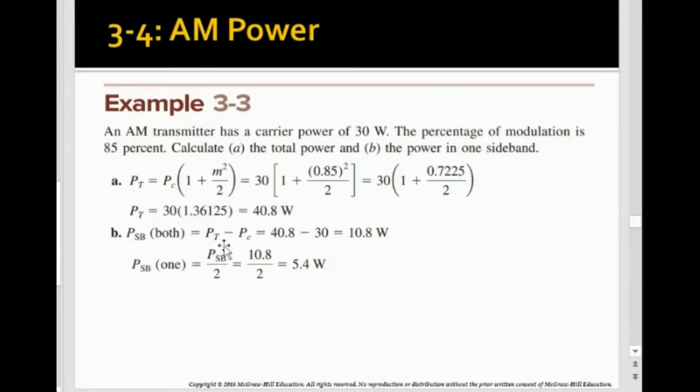So then I have the total power, I have the carrier power. If I subtract, I have 10.8 watts in the sidebands. If I divide this by 2, 5.4 watts of power I have in each sideband. So that is how we can calculate the power in AM modulation and the sidebands.